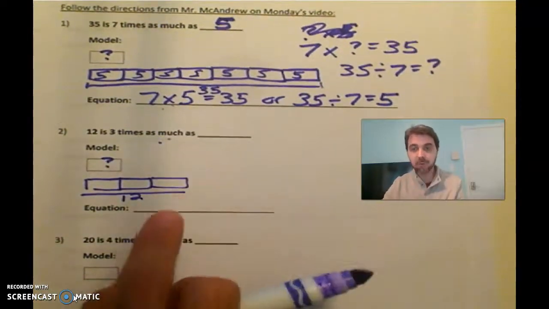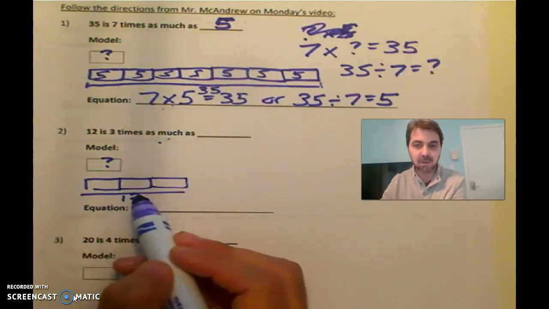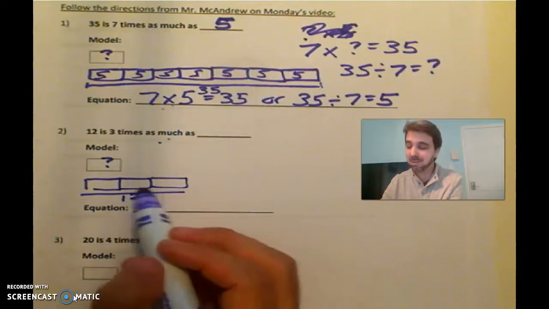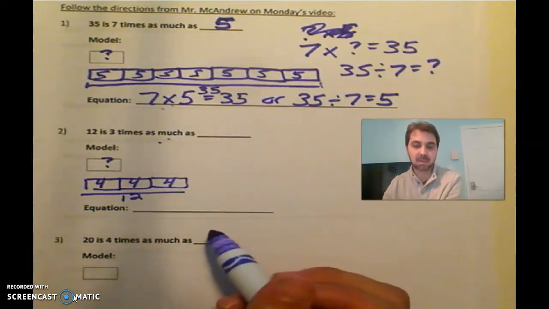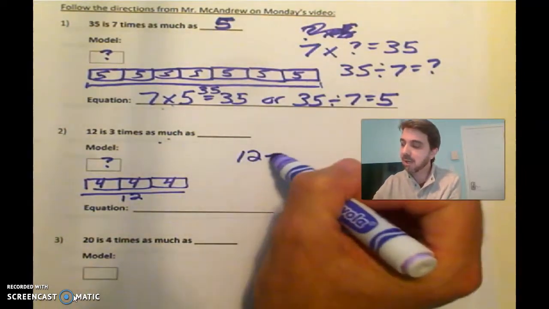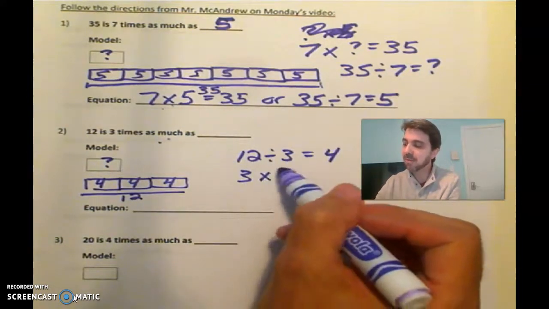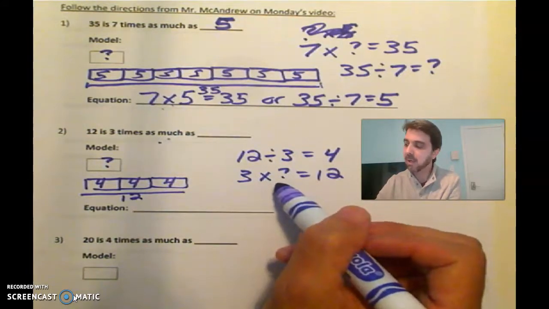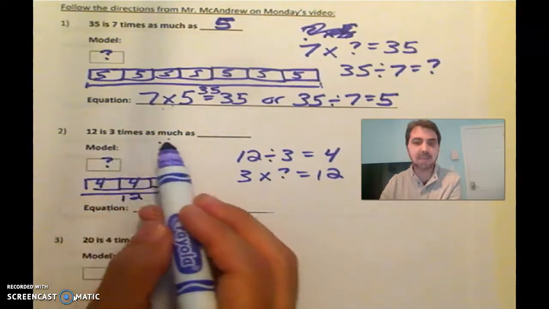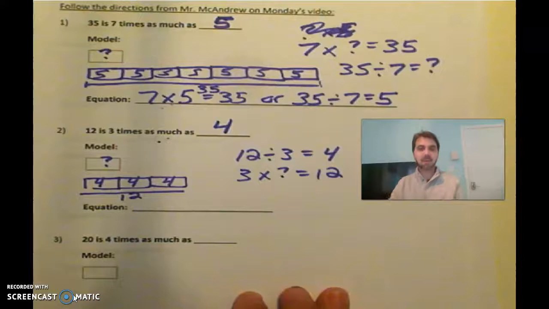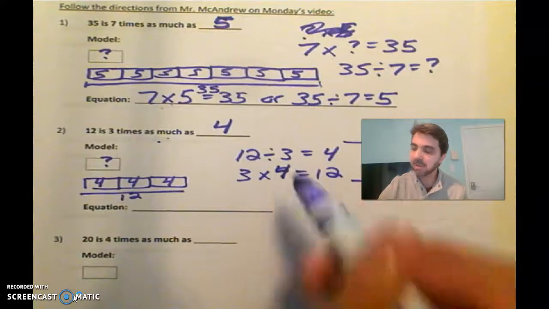All right, so I'll finish this one for you just to make sure you understand, okay? So what plus what gives me 12? Well, I'm pretty good at this, so I'm pretty sure it's 4. Let's just check. 4, 8, 12. Yes, so that works. All right, so we could think of it as 12 divided by 3, we know is 4. Or we had 3 groups of something equals 12, and we know that now it's 3 groups of 4. So 12 is 3 times as much as 4. Okay? And your equation could be either one of these. Just replace the question mark with the 4.